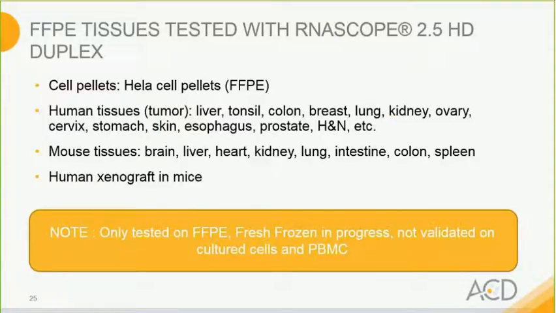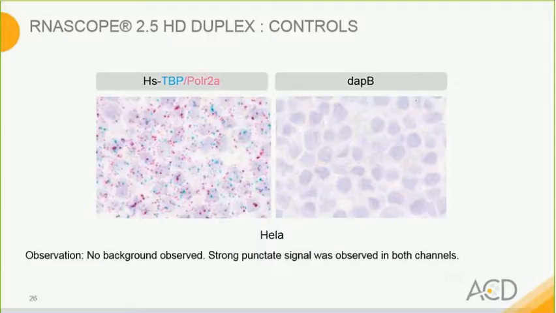We tested this new RNAscope 2.5 duplex assay on multiple formalin-fixed paraffin-embedded samples, aka FFPE samples. The samples included culture cell pellets such as HeLa cells, multiple samples from human tumors, and multiple samples from mouse organs. We also tested on human xenografts in mice. So far, we have only tested the assay on FFPE tissues, and the test in fresh frozen is still in progress. This assay hasn't been validated in culture cells and PBMC.